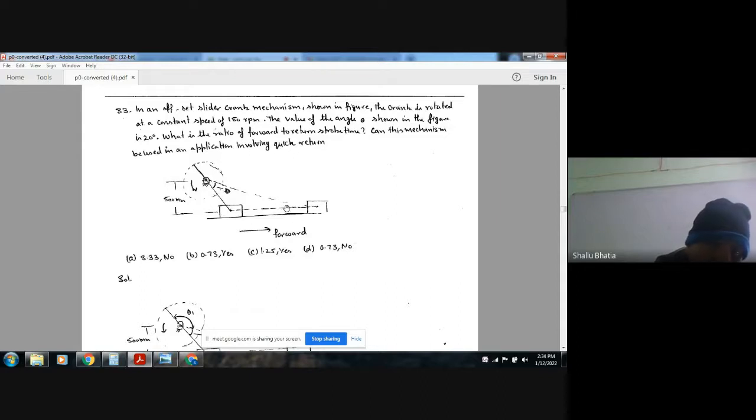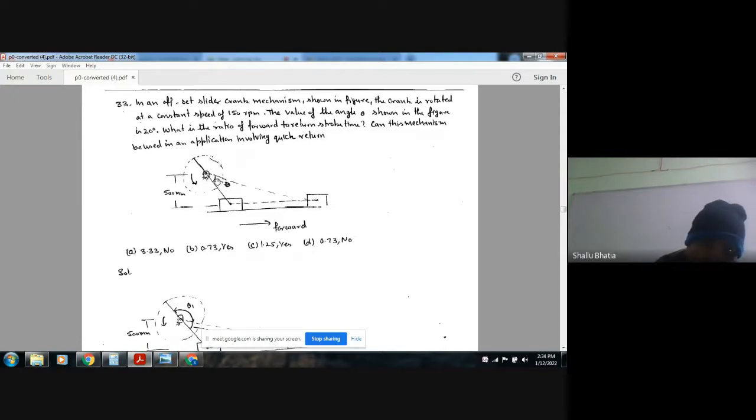So this is the bottom dead center. The crank is at bottom dead center, or the slider is at the extreme left position, and after that the slider will move to the extreme right position. So the forward stroke begins from here and goes up to this point, the extreme right position. So this is the forward stroke, and this is the return stroke.